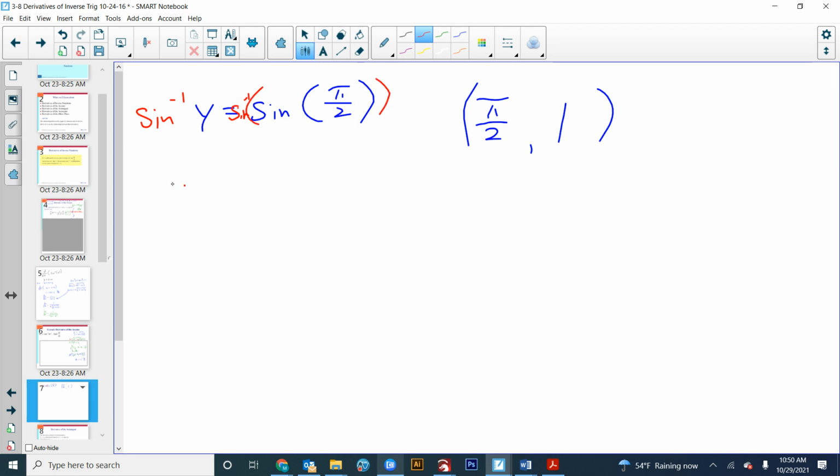Sine inverse both sides. What happens when you sine inverse a sine? What's left? So the sine inverse of what is pi over 2? 1. The sine inverse of 1 equals pi over 2. If the sine of pi over 2 is 1, and you switch the domains and ranges, then the sine inverse of 1 is pi over 2. Correct? Very important that you understand that. Okay?